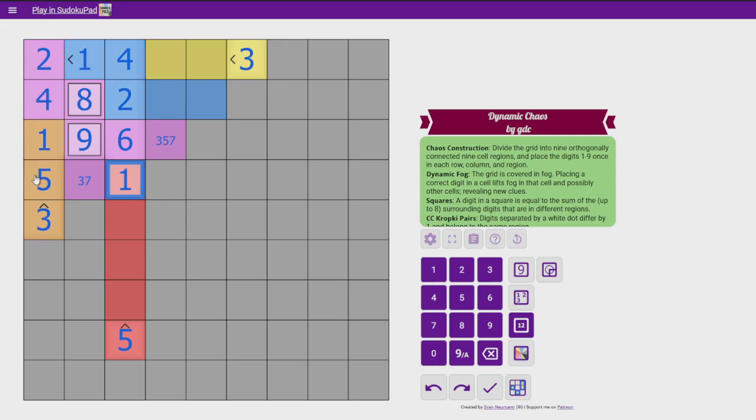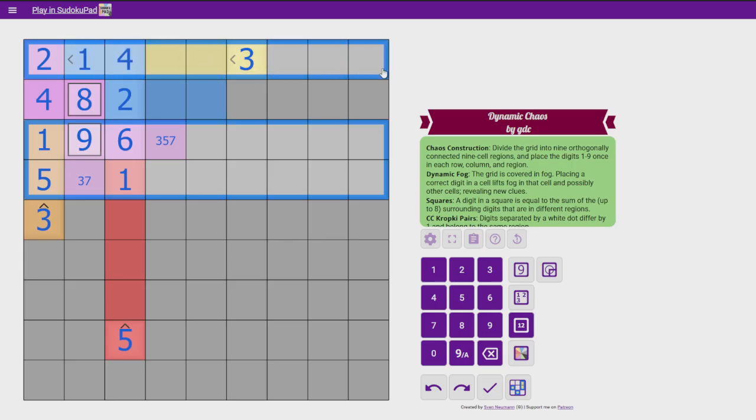Well, now there's a 1 there, which means none of these squares could be a 1. So I'm pretty sure it's now pretty difficult. Yeah.